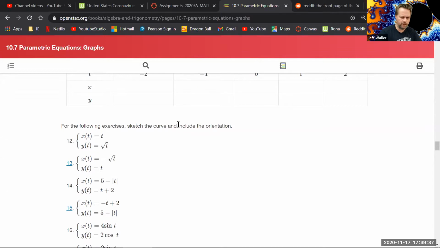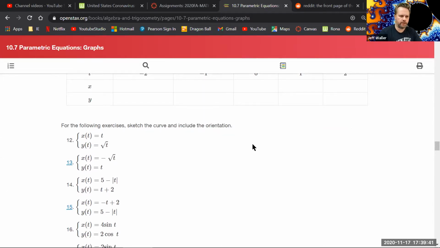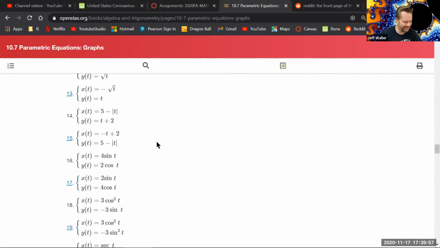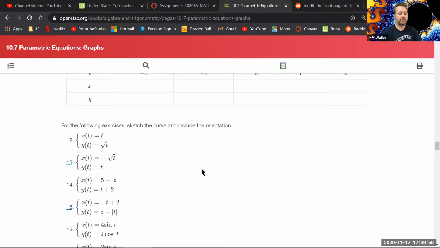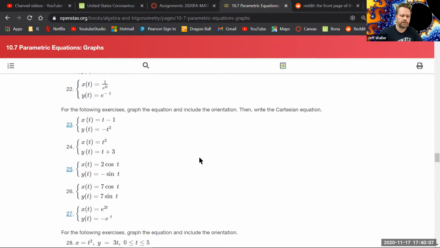Yeah, right here. Good. When they say include the orientation, what does that mean? Does somebody remember what that means? We did it with the ones we graphed yesterday. What does that mean? Is that the arrows? Good. I like it. So whenever they say include the orientation, that's what you should always do, is include the arrows. That kind of tells you what direction.